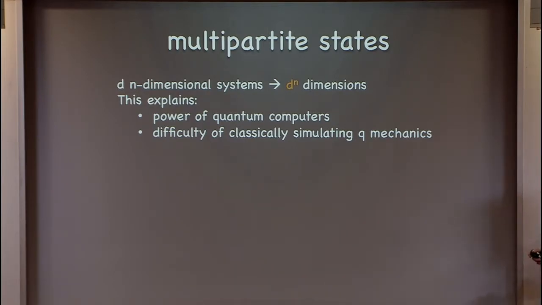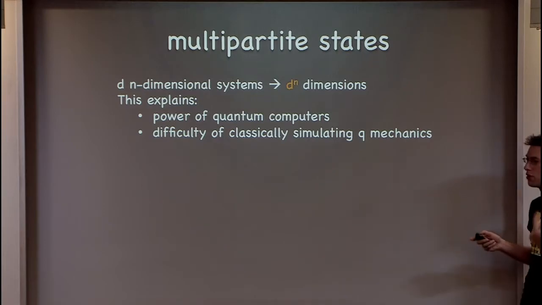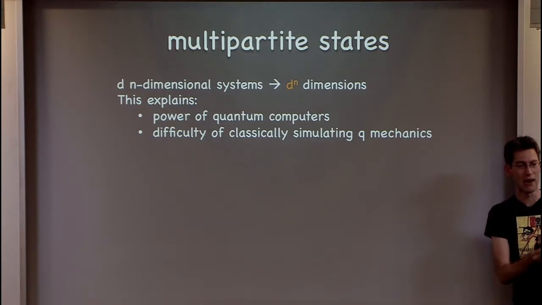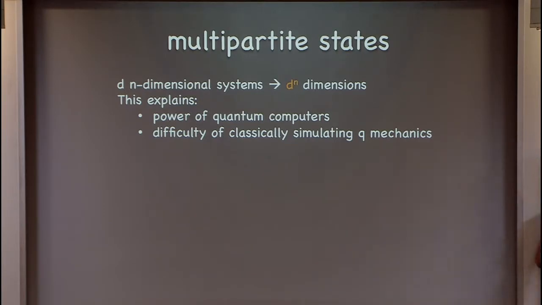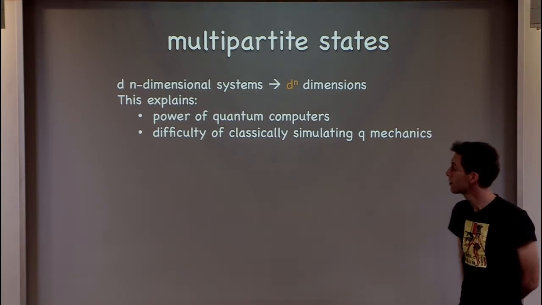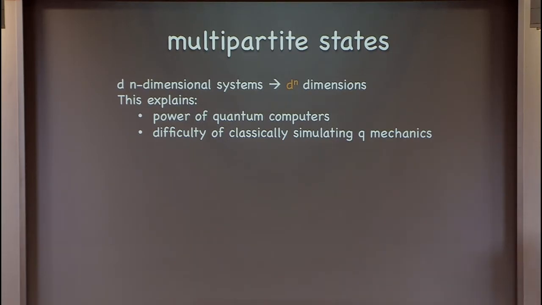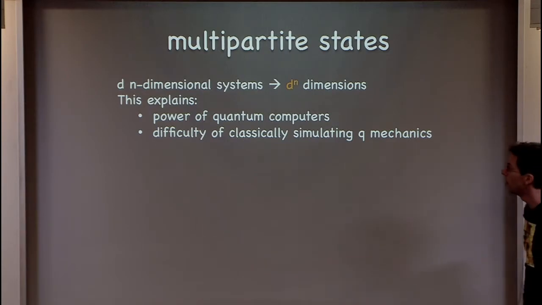And I'm changing the terminology a little bit. Each individual system will now have d dimensions. Think of d as small, like 2. And there's n of them. So there is a typo here. Yes. That should be n d-dimensional systems. Thanks. n d-dimensional systems have d to the n dimensions.